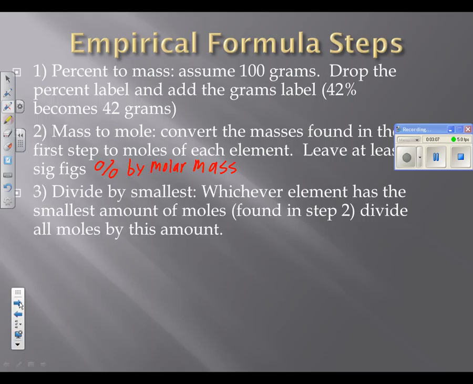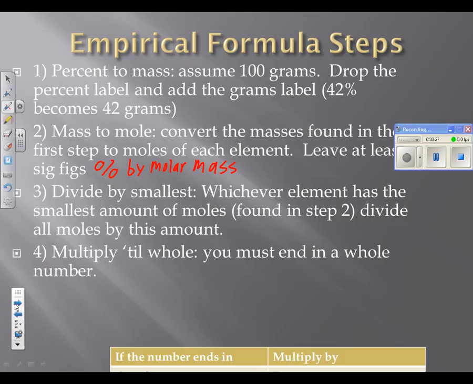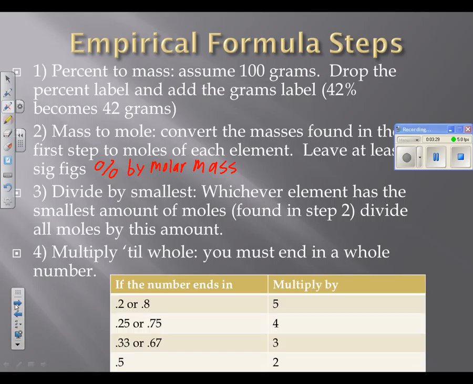Step 3, divide by smallest. You're going to get an answer when you divide all those elements by their molar masses. You take the smallest answer and divide all the other answers by that smallest answer. That will make more sense when I show it to you in an actual problem. Then you multiply it to a whole. Sometimes you don't have to do this part, but sometimes they end in weird, funky numbers, and here's your little chart. That should help you out, but they have to be whole numbers, because you can't have a decimal subscript. That doesn't make any sense.